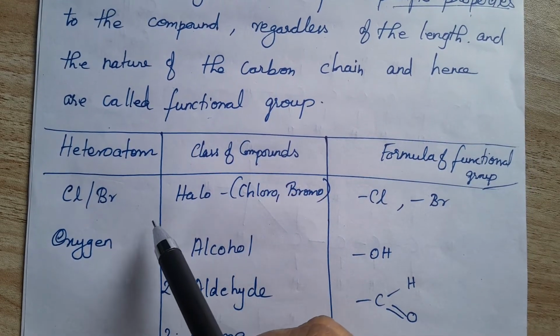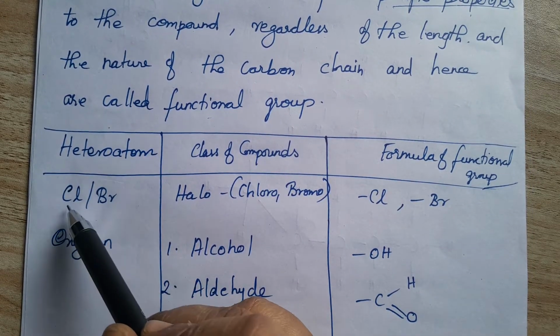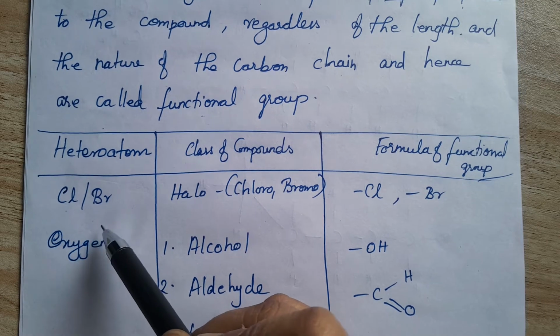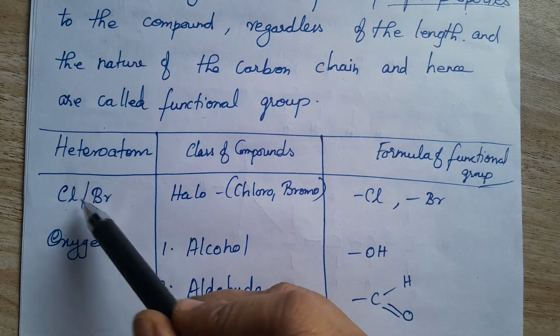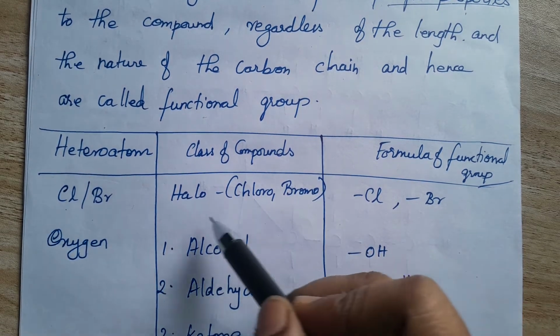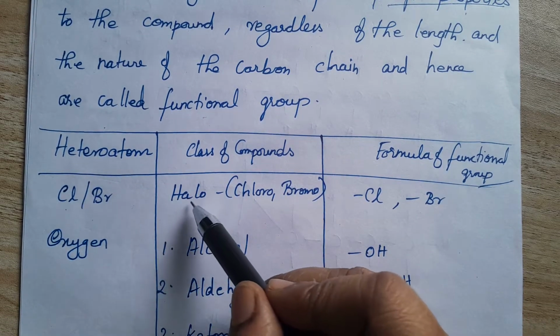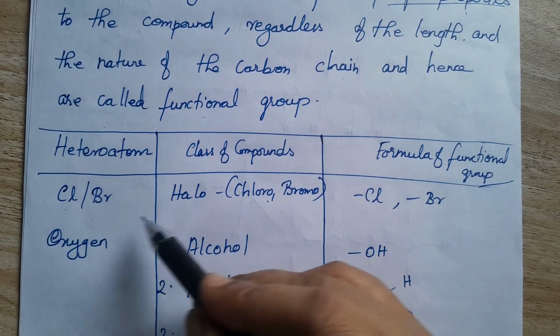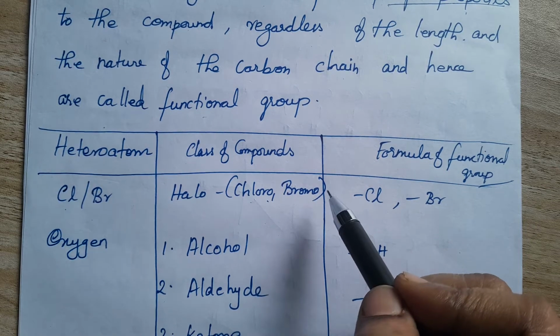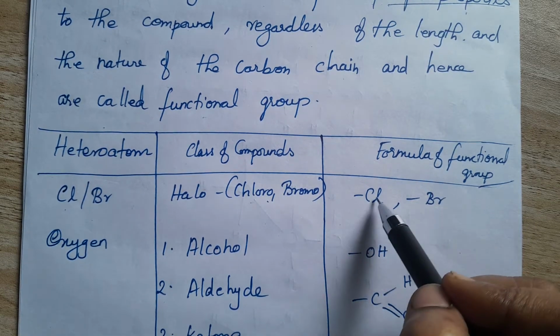For example, if the heteroatom is chlorine or bromine, then we will call this the halogen family. So we will put halo. That means chlorine means chloro, bromine means bromo, like that. The functional group is Cl, Br.